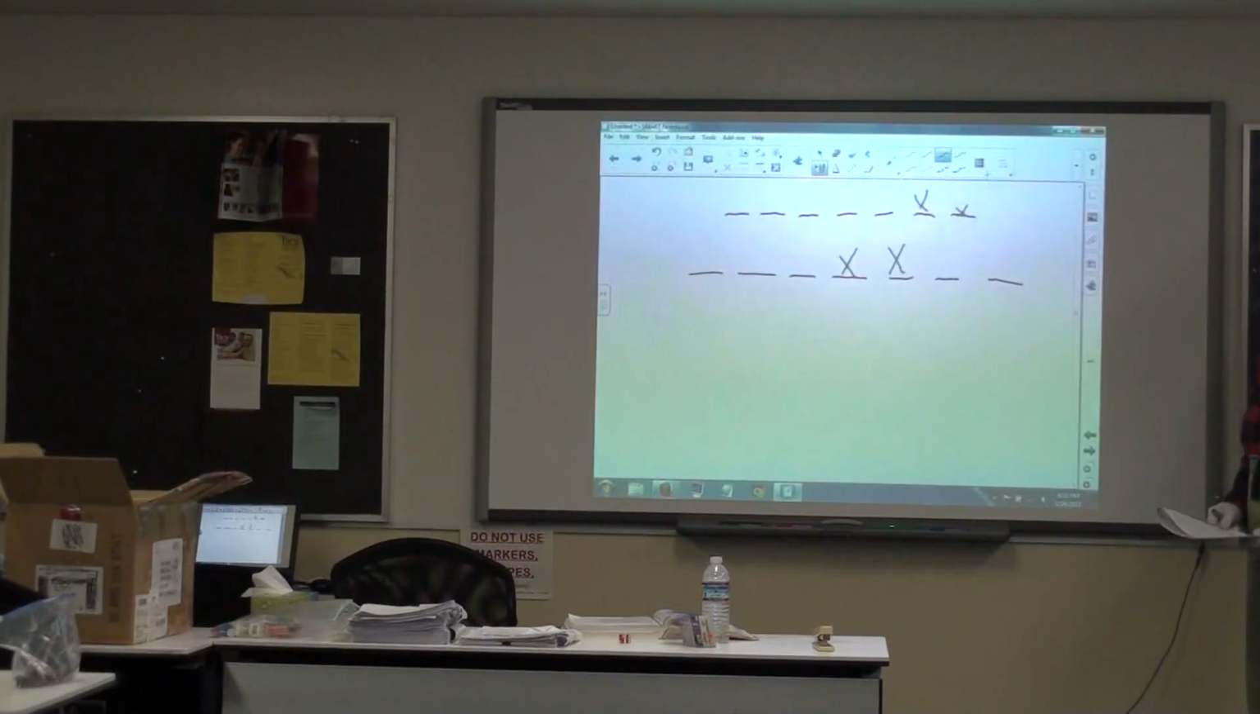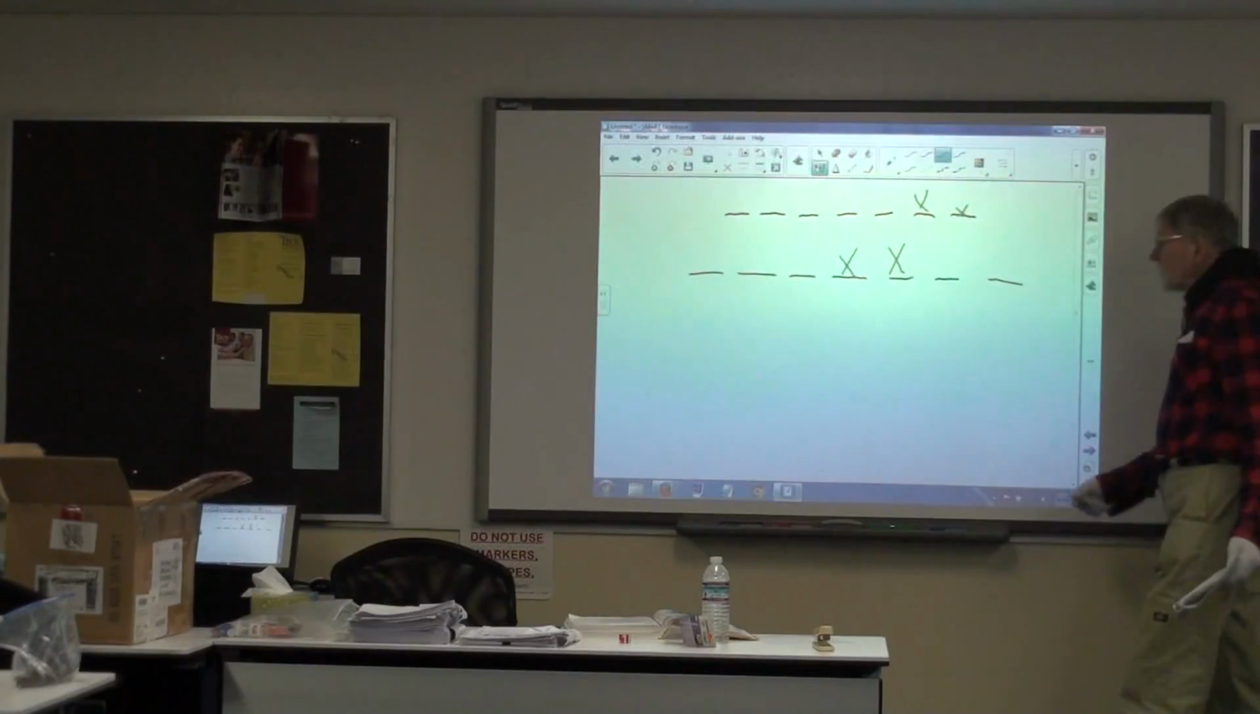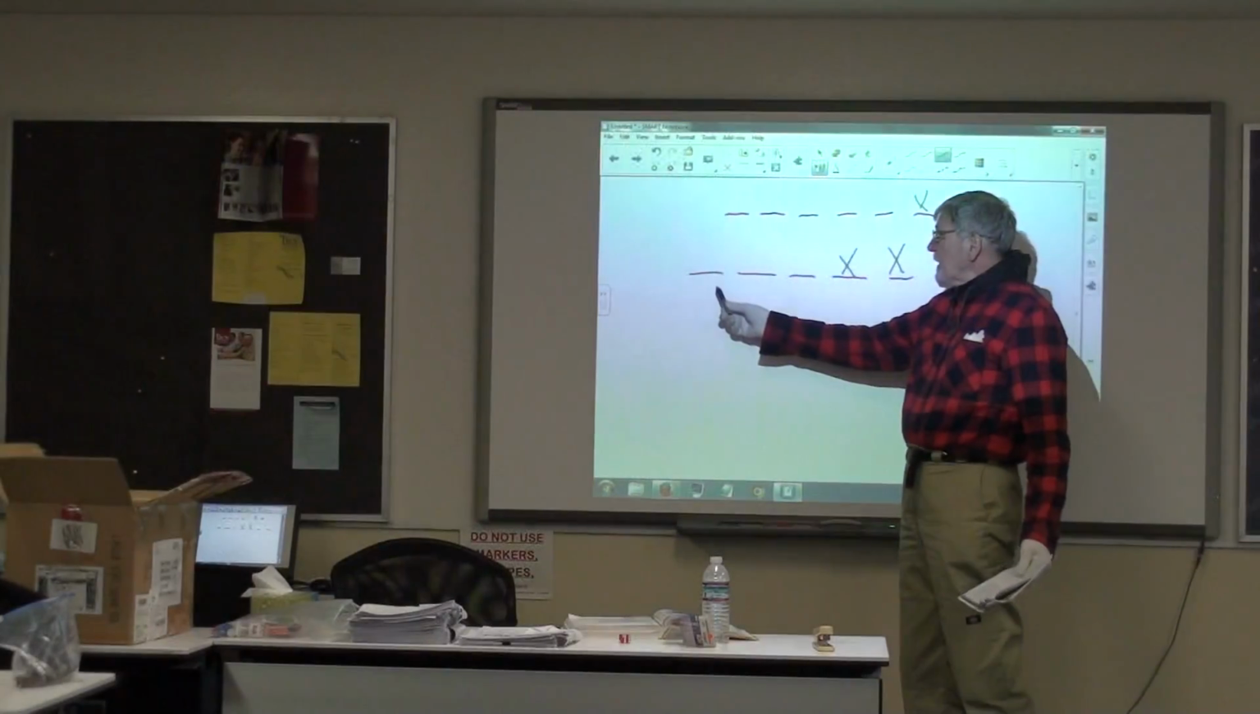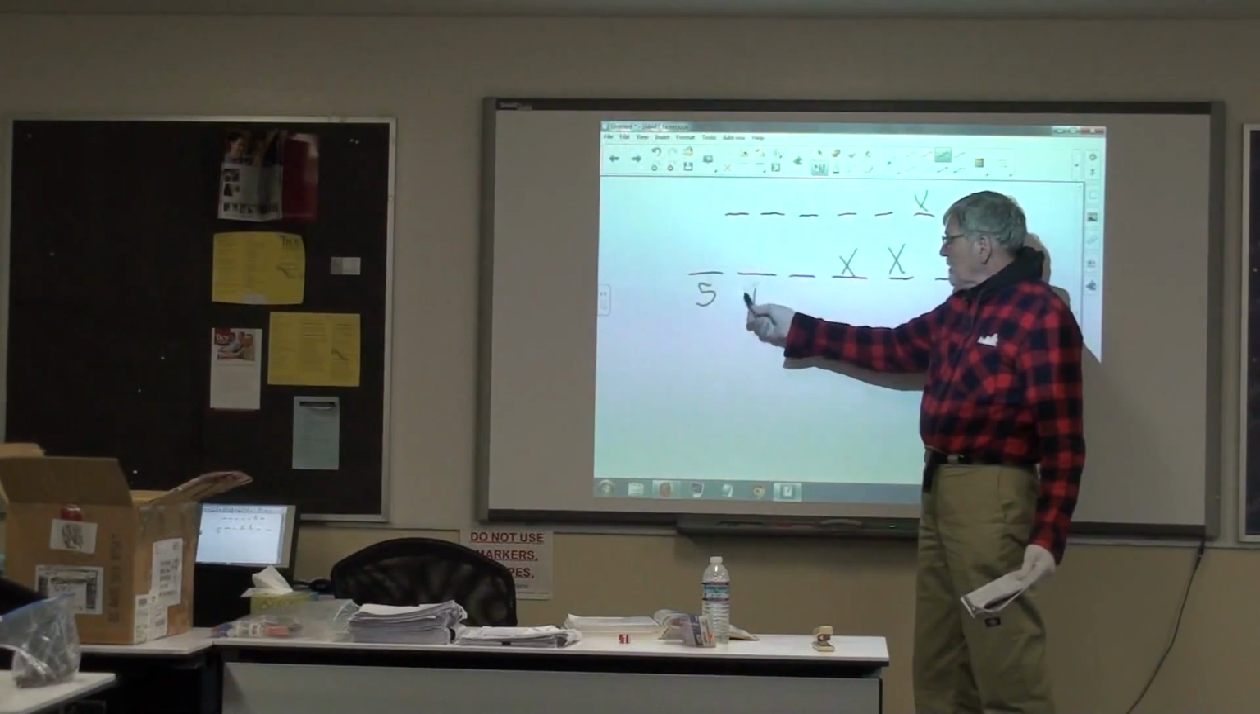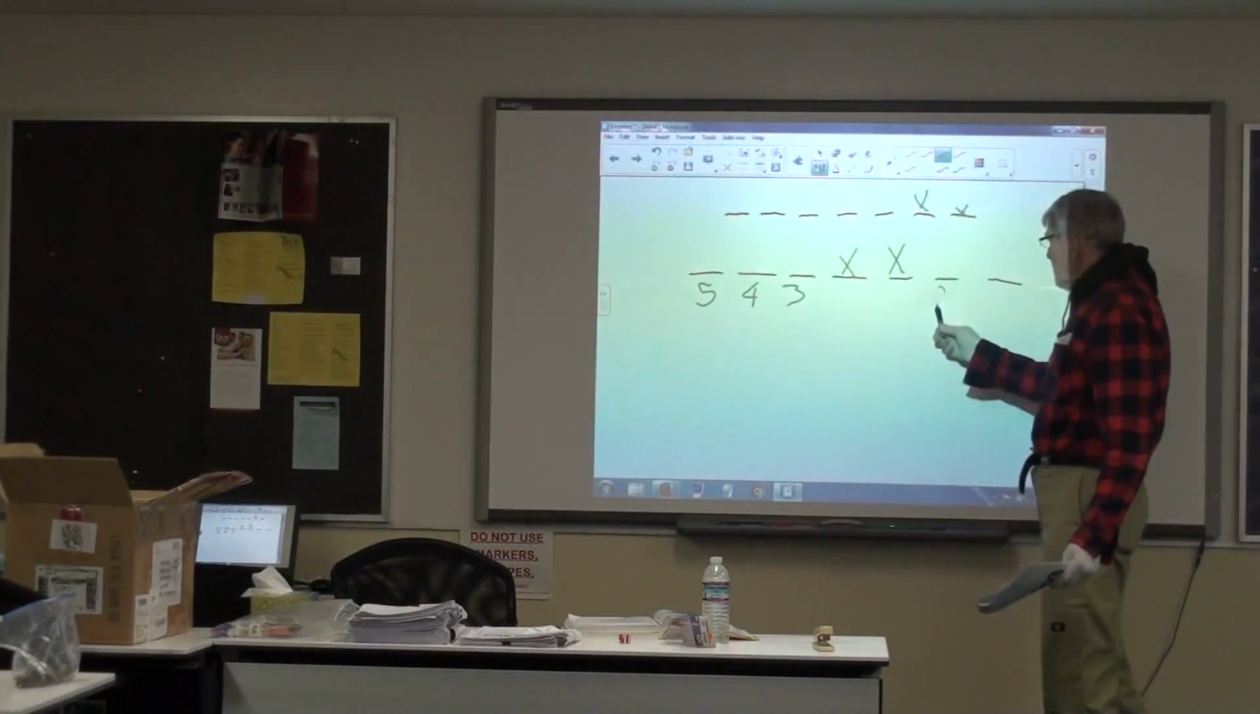So how many seats are left? Right, 5 seats are left. How many campers are left? 5. So how many different ways can you sit 5 campers into 5 seats? 5 times 4 times 3 times 2 times 1. Because for this seat you have how many choices of campers? 5. For this seat, how many are left? 4. This seat, these are filled, they don't count, then 2 and 1.